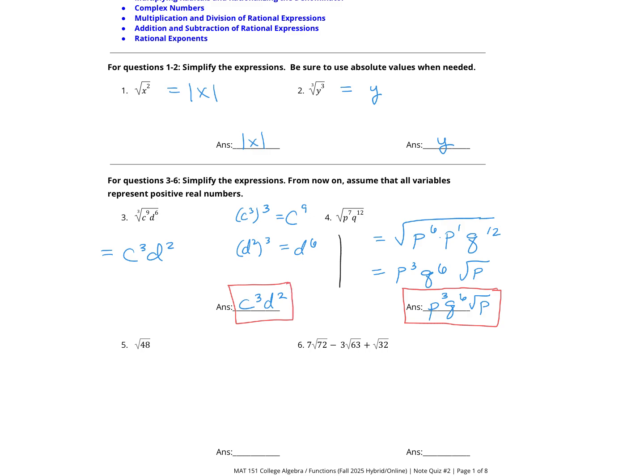As a quick check, by the way, remember that a square root has an index of 2. 2 does go into 7 3 times with 1 left over, and 2 does go into 12 6 times with nothing left over, so you can check your powers. If you backtrack to problem number 3, 3 goes into 9 3 times with nothing left over, and 3 does go into 6 twice with nothing left over, and that's a simplification. So you can actually use division if you're very careful with these simplification problems.